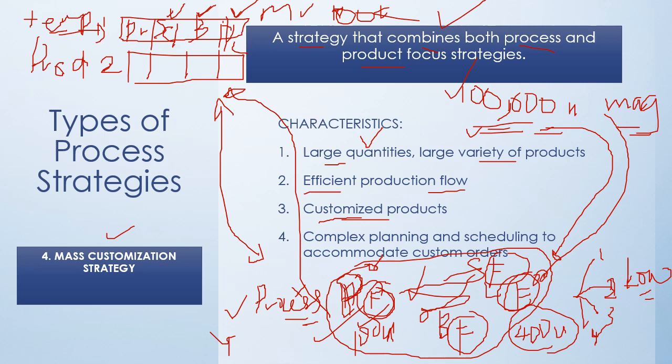Standardized tadi, customer tak datang specify. Company decides what type of product to be produced, then production starts. Customers come later only to buy and choose what they want. So for mass customization, the next characteristic is complex planning and scheduling to accommodate customers' orders. So planning untuk nak process a large quantity of order here will be very complex. Complex here means very hard and very difficult.